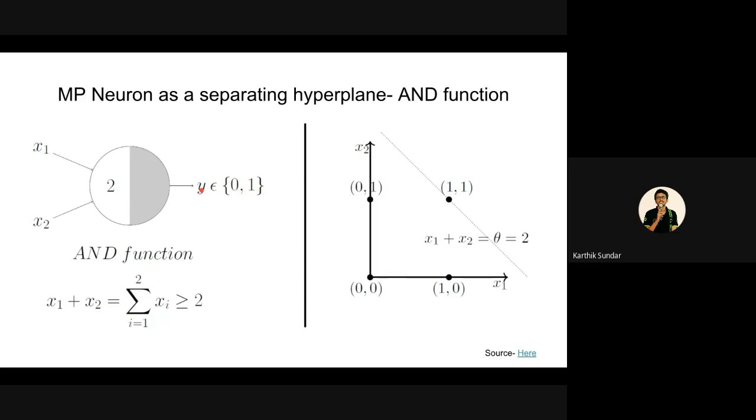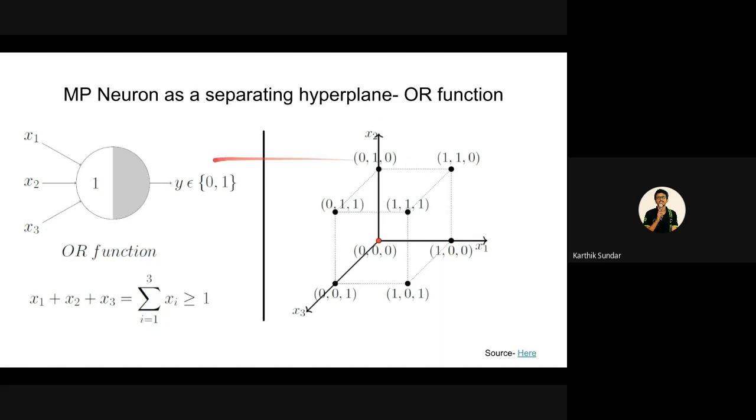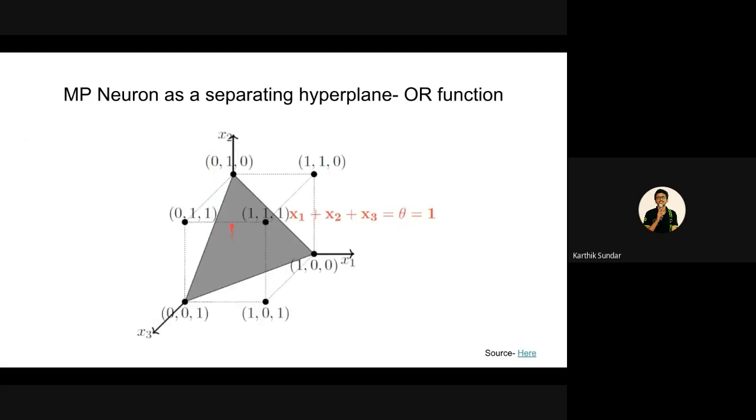When you threshold it properly, you're going to construct a hyperplane. In 2 dimensions, it's a line. But in 3 dimensions, as we discussed before, it's going to be a plane. What this MP neuron does is construct a plane in such a way that all points above the plane are positive and all points below the plane are negative. That's what it does in a 3-dimensional sense.